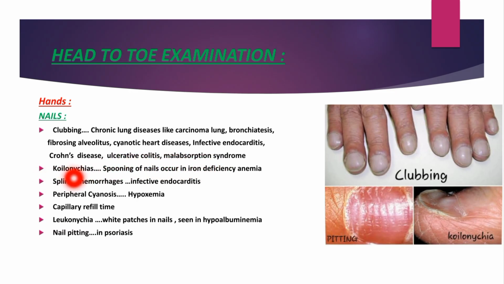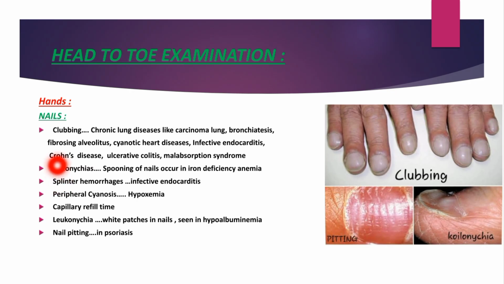Similarly, the next one is the koilonychia. Koilonychia means the spooning of nail, and it is the characteristic feature of iron deficiency anemia. Also, look for the splinter hemorrhages, which are seen in infective endocarditis. Similarly, also look for the peripheral cyanosis in the nails. The nail becomes bluish in color, and it indicates hypoxemia. And also check the capillary refill time. Similarly, also look for the leukonychia, which are the white patches in the nail, and they are seen in hypoalbuminemia. And also look for the nail pitting. The nail pitting is seen in psoriasis.